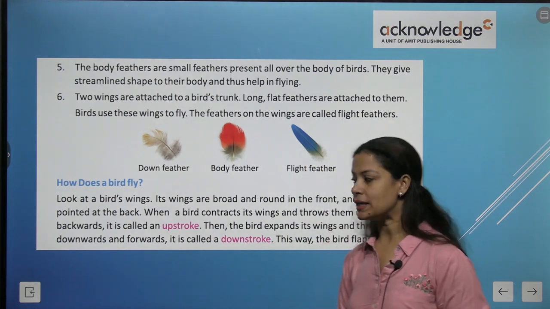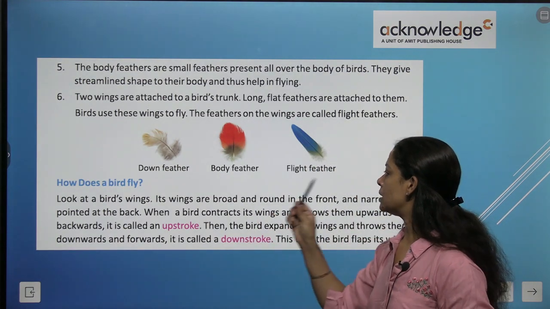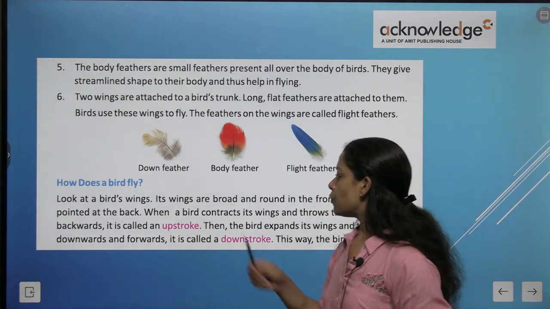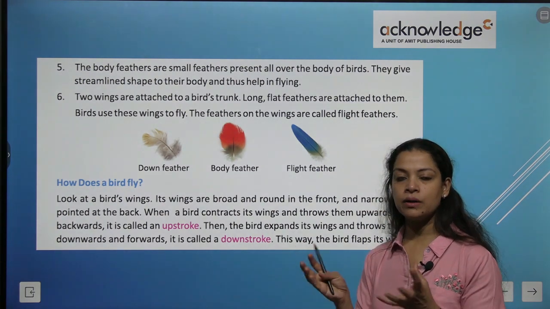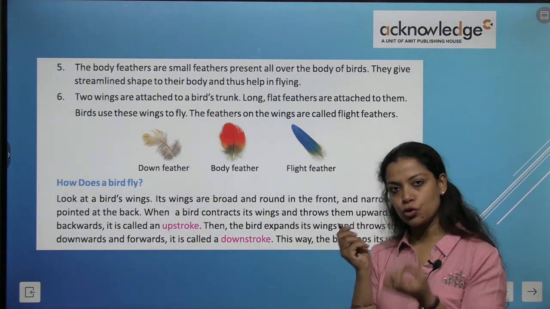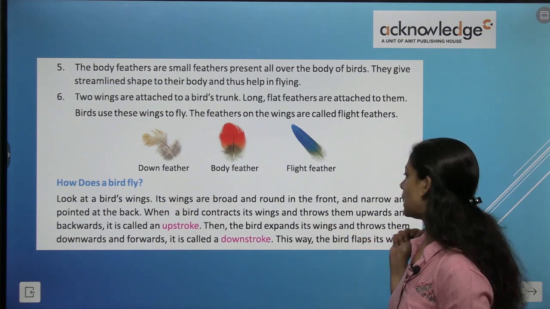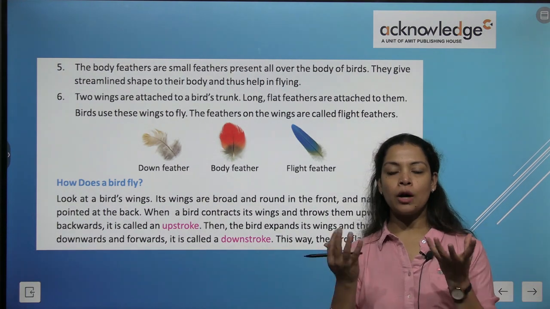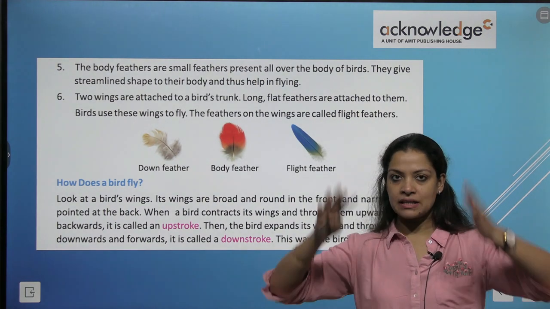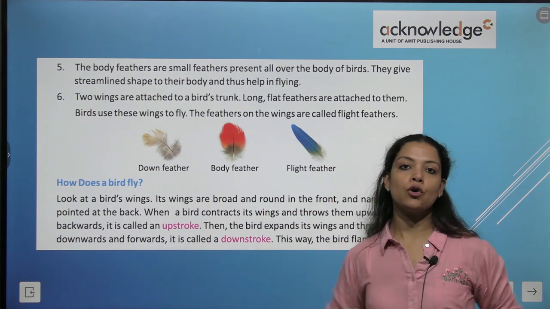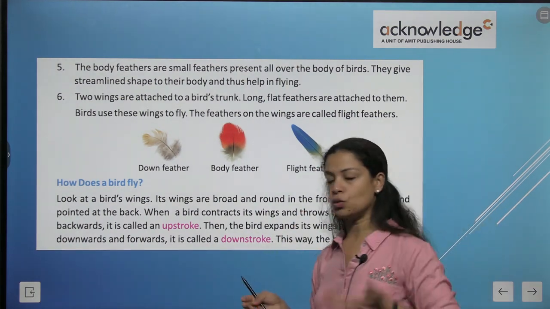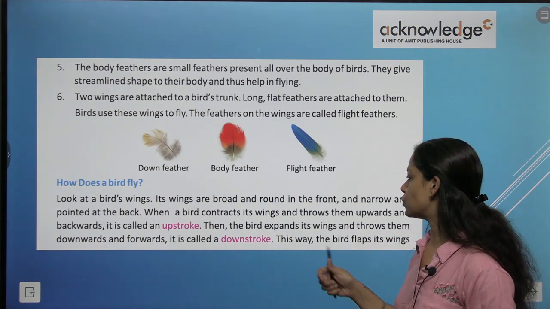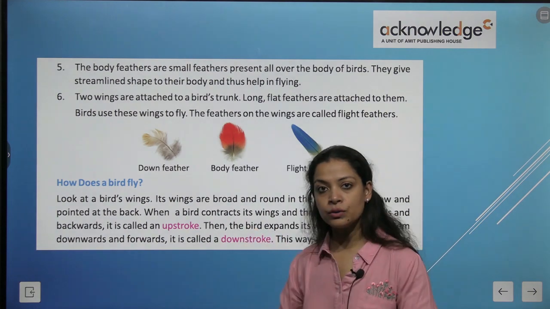Now, how does a bird fly? Look at bird's wings. Its wings are broad, round in the front and narrow and pointed at the back. When a bird contracts its wing, जब bird उड़ते उड़ते अपने wing को contract करता है, छोटा कर देता है, and throws them upwards and backward, it is called upstroke. तो जब वो अपने विंग्स को छोटा करके ऊपर की तरफ ऐसे फ्लैप करता है, वो ऊपर की तरफ स्ट्रोक मार रहा है. That's why it is called upstroke.